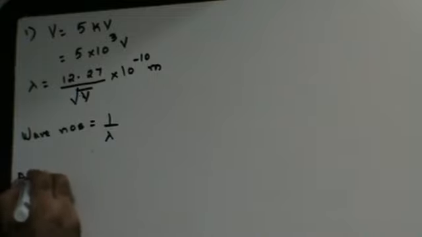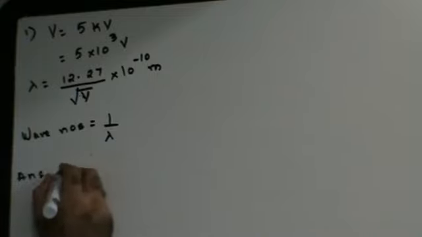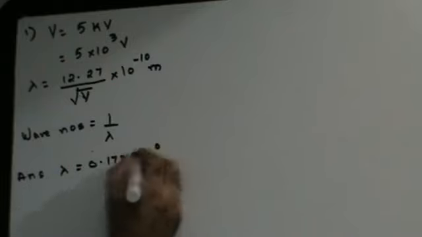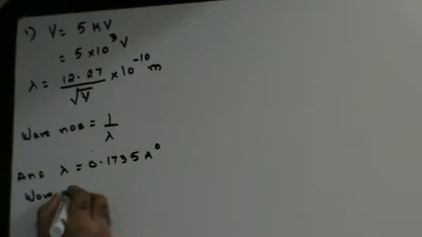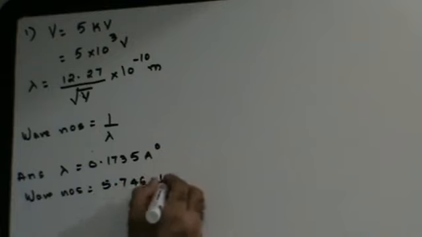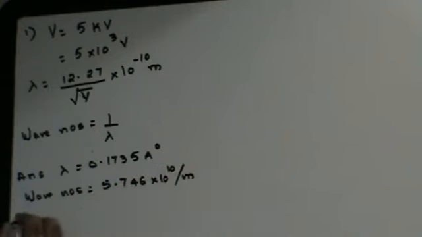The answer for the sum should be: wavelength should be 0.1735 Armstrong units and wave number should be 5.746 into 10 raised to 10 per meter. Next, let's take down the next one please.